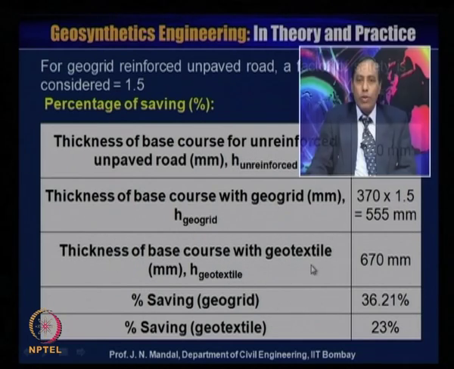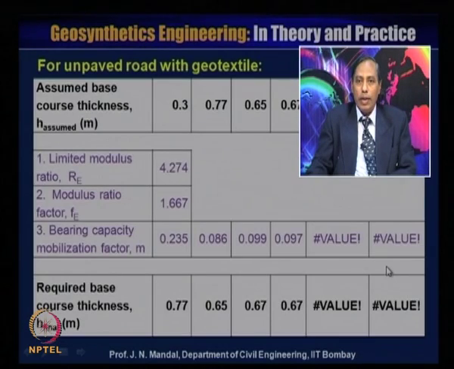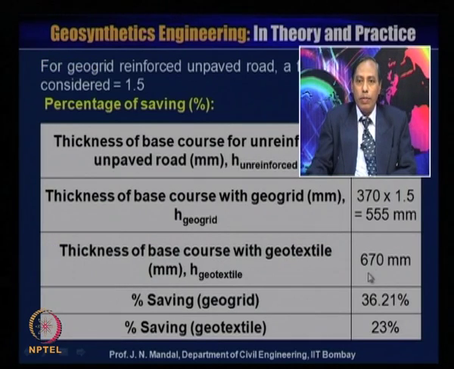Now the thickness of the base course with geotextile, H geotextile, is 670 millimeter. This is 0.67 meter. So the percentage of saving with the geogrid will be 36.21 percent, and the percentage of saving with geotextile will be 23 percent.